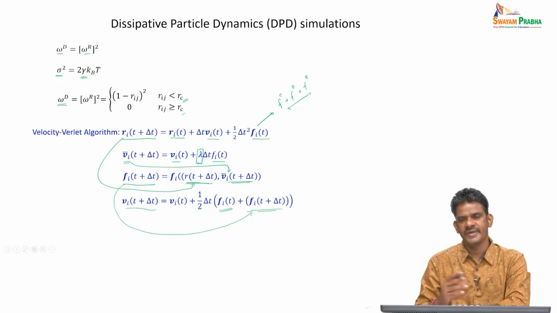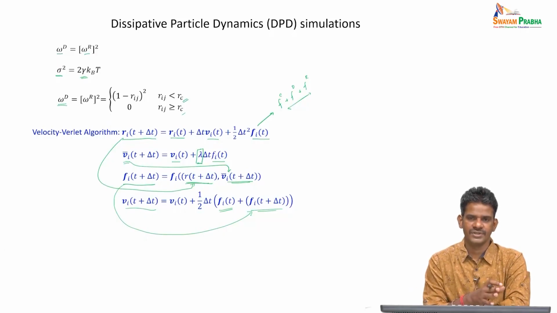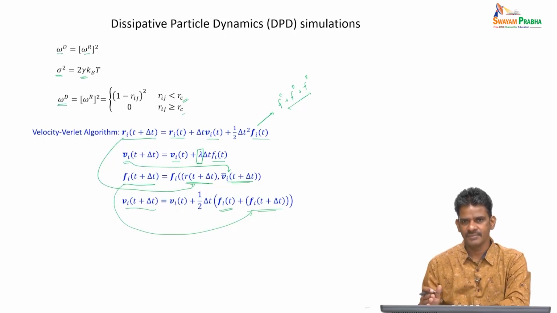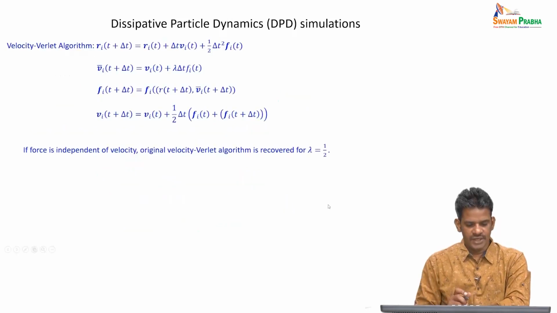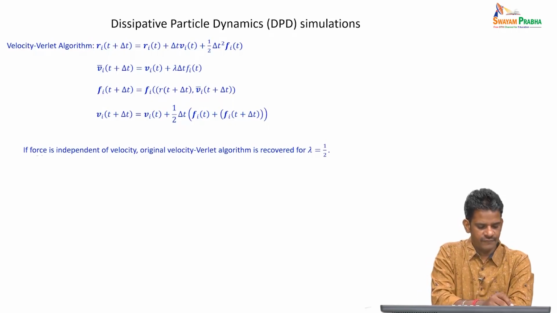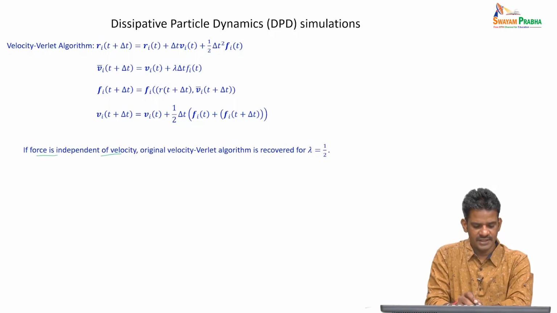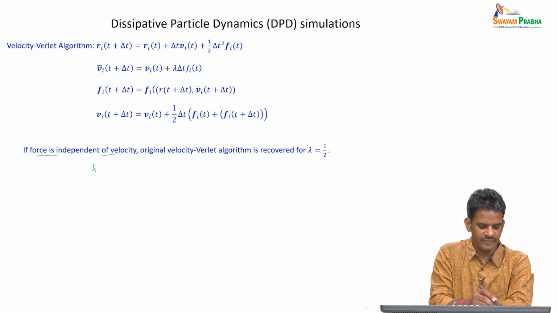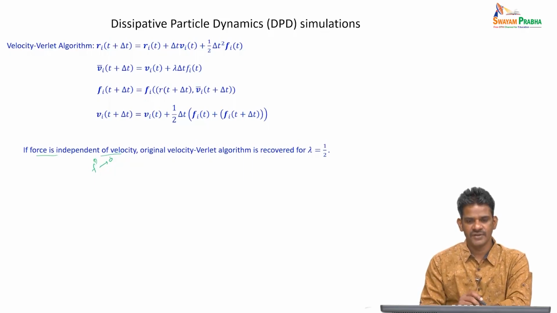So, you can imagine this is basically analogous to the velocity Verlet algorithm we used in MD simulations in 2 steps, where we use forces calculated at the current time and then the next time together, and then we calculate the velocities. Now if you look at this algorithm, if the forces are independent of velocity, what this basically means is that FD should go to 0, because that is the one that depends on the relative velocities.